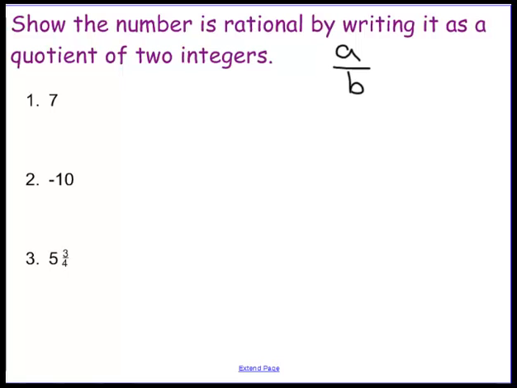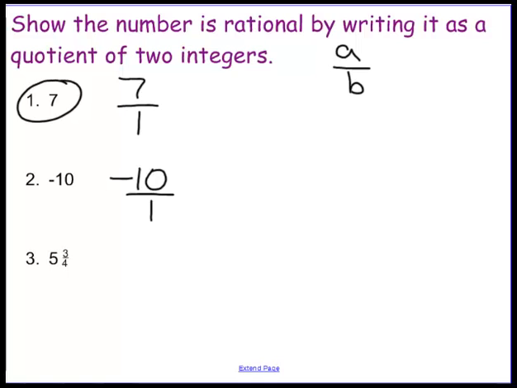7 would be the simplest one we've probably worked with in this case. 7, to make that into a fraction, well, what would I put that over where I don't change the value of that number, but I do write it as a quotient of two integers? In this case, it would be 7 over 1, because 7 divided by 1 still has that same value of 7. Same thing works for a negative number. Negative 10 over 1 is still worth negative 10, and we have proven that it's rational by writing it as a quotient of two integers.